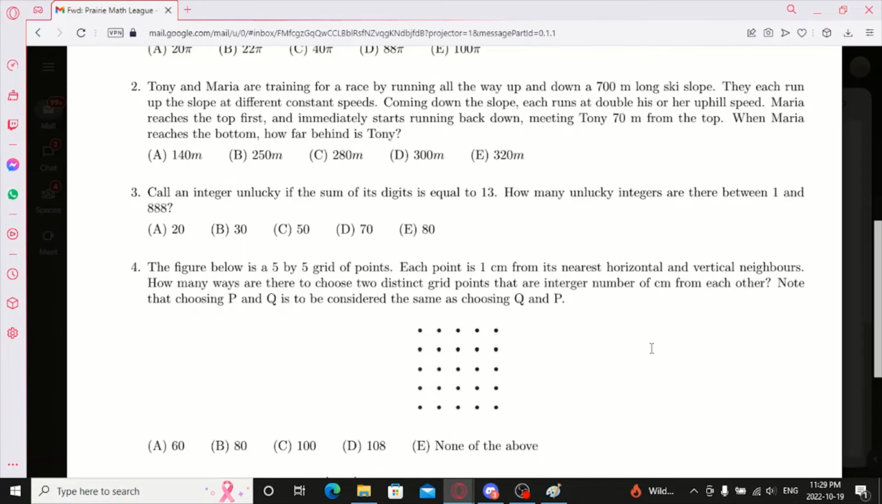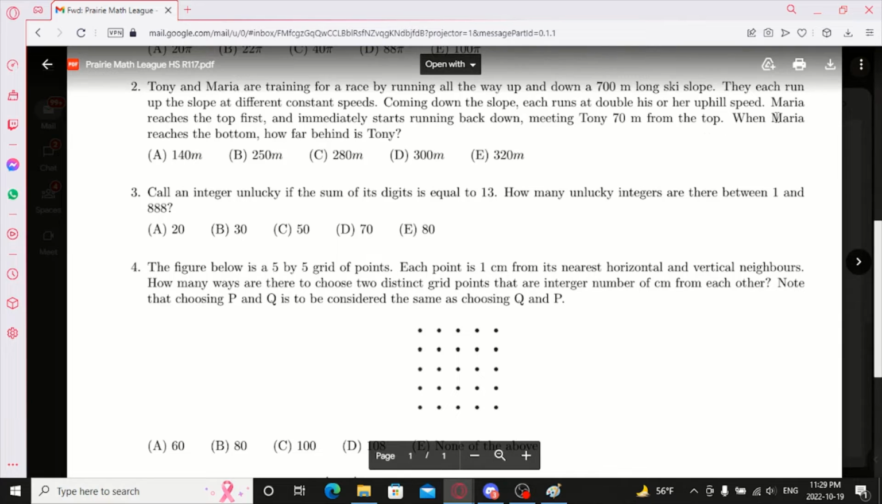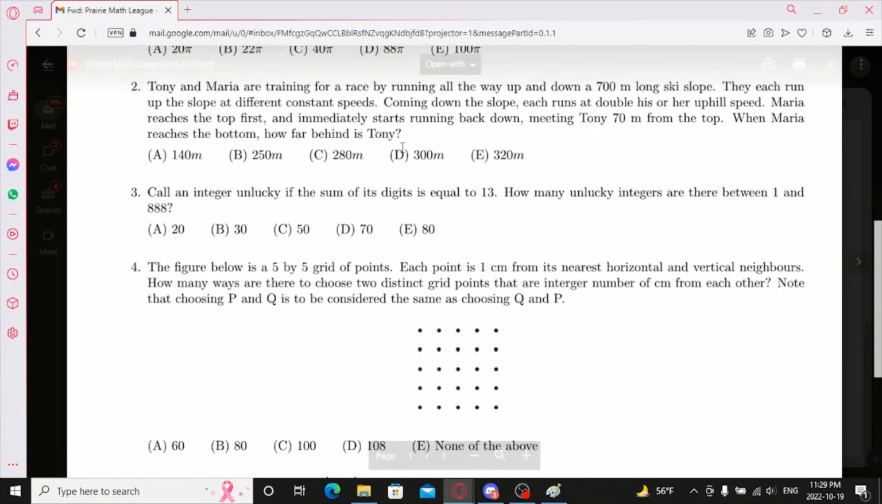Question 2. Tony and Maria are training for a race by running all the way up and down a 700-meter long ski slope. They each run up the slope at different constant speeds. Coming down the slope, each runs at double his or her uphill speed. Maria reaches the top first and immediately starts running back down, meeting Tony 70 meters from the top. When Maria reaches the bottom, how far behind is Tony?